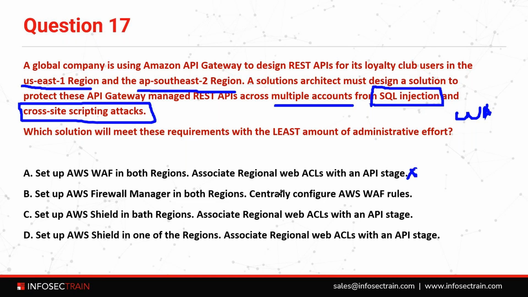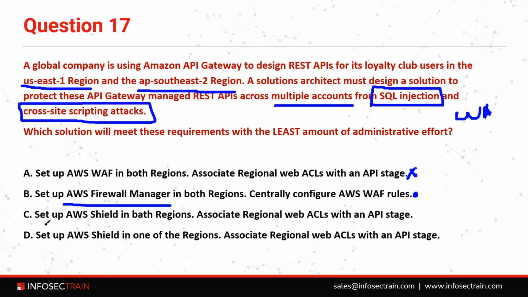Next, set up AWS Firewall Manager in both regions, centrally configuring the AWS WAF rules. Remember, yesterday we talked about Firewall Manager, a centralized place through which you can manage your multiple AWS WAFs. So this could be the answer. Instead of creating it in both regions, I can have it centrally managed and controlled.